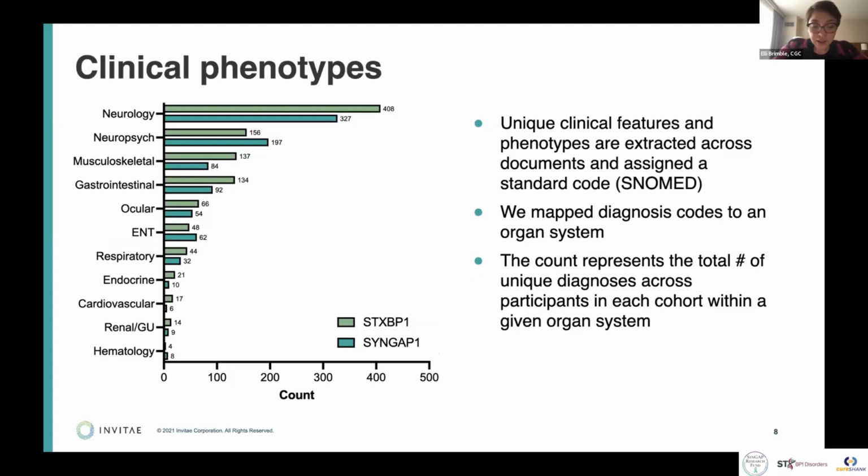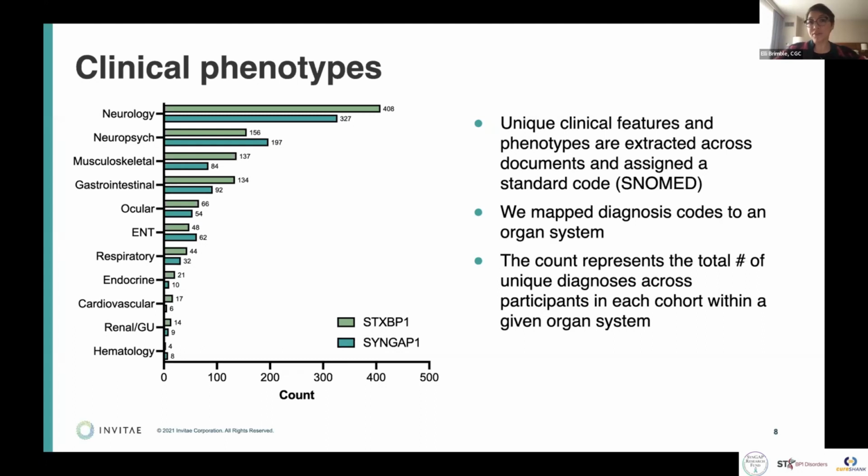So as I mentioned in our introduction slides, we have a disease model which defines different types of information that we collect. And one of the broader categories of data we refer to as clinical diagnosis, but it's really meant to capture any diagnoses, phenotypes, signs, or symptoms that a patient may experience. And so one of the exercises that we did to get a sense more broadly for the diagnoses of individuals with either STXBP1 or SYNGAP is we took those unique diagnoses and mapped those back to a broader organ system.